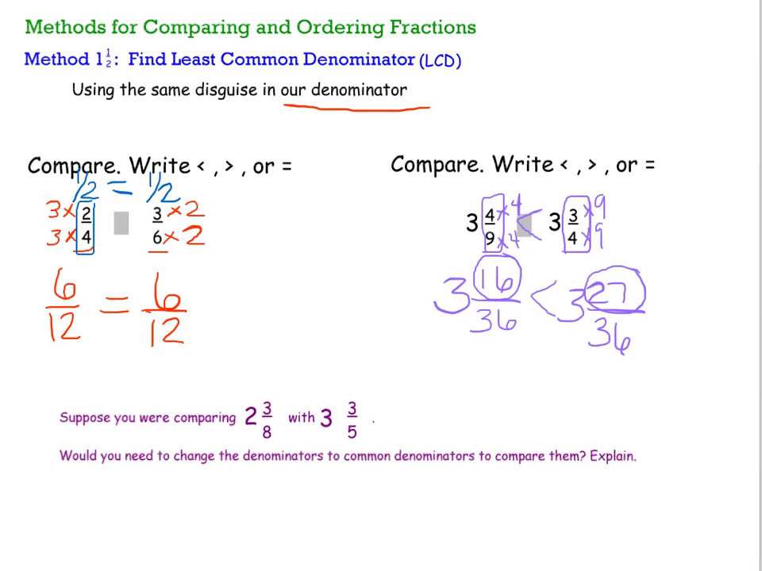Okay, this next statement says, suppose you are comparing 2 and 3/8 with 3 and 3/5. Would you need to change denominators to common denominators to compare them? What do you think? Well, hopefully you said no, because if you pay attention to your whole numbers, you can just do the comparing there. We know that 2 is less than 3, so then 2 and 3/8 is less than 3 and 3/5. So keep that in mind. Don't forget about those whole numbers, because sometimes they jump out like that on us, and we then can just compare whole numbers.